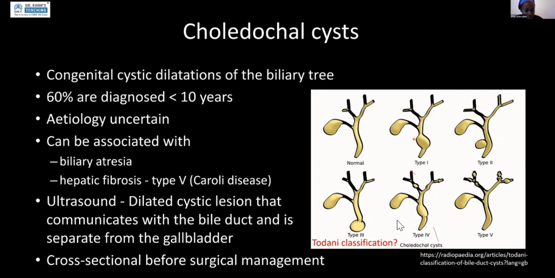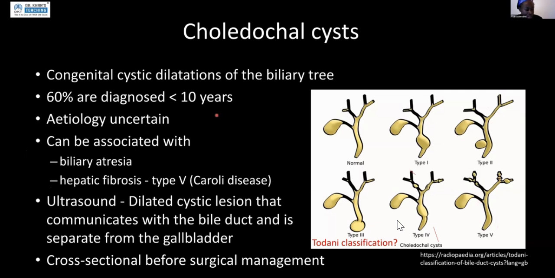You can have type 2, which involves your cystic duct, and then depending on the involvement of your intrahepatic ducts, can upstage you into type 4 or type 5. 60% of choledochal cysts are diagnosed in the pediatric population, particularly under the age of 10, although it can be asymptomatic and you can be diagnosed as an adult. It can be associated with biliary atresia and hepatic fibrosis, which tends to be the type 5, where you get intra and extrahepatic duct dilatation.